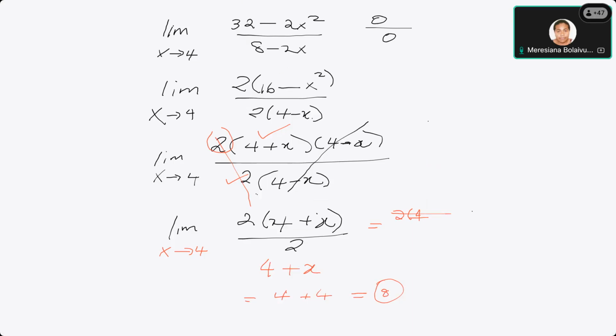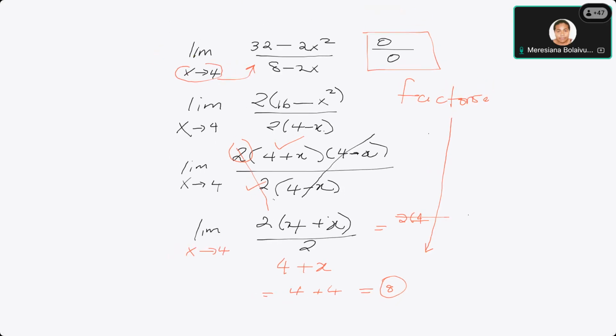Okay, so for this question, first thing is to substitute the limit. Take the limit, substitute in place of x. If you get 0 over 0, that means you need to factorize. And when you factorize, you will see the common factor. Remove the common factor, and then you can substitute the limit once again. Okay, so that's it for question number 1.